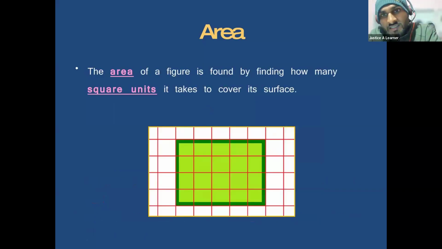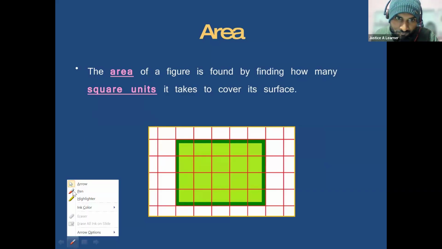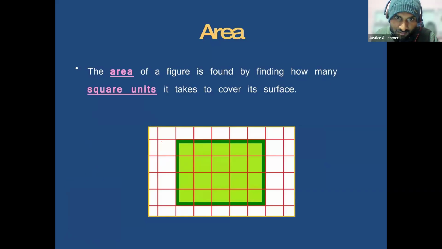Now, the area of a figure is found by finding how many square units it takes to cover its surface. So earlier, in earlier slides, I told you what a square unit is, which has one as a unit. One is the smallest natural number, right? So if I talk about this complete square, let's say this one, I'm just asking you firstly.